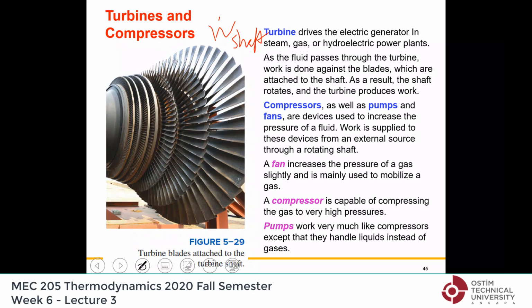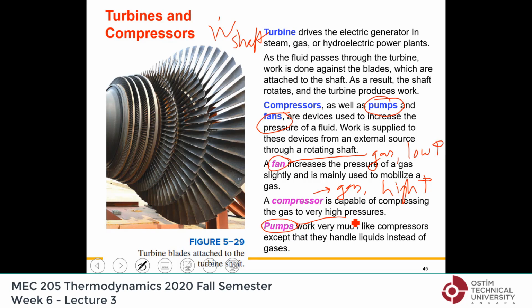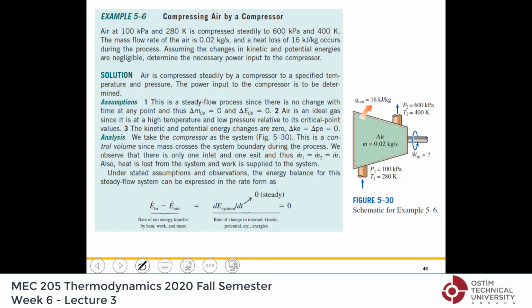Also keep in mind that when we say compressor, we mean work consuming devices. So compressors include pumps and fans. The difference is a compressor usually compresses a gas to high pressures. A fan also compresses a gas, but to low pressures. And a pump compresses a fluid, but the fluid is liquid instead of gas. But they are the same device, so they are analyzed the same way.